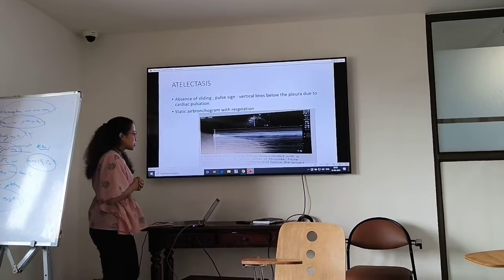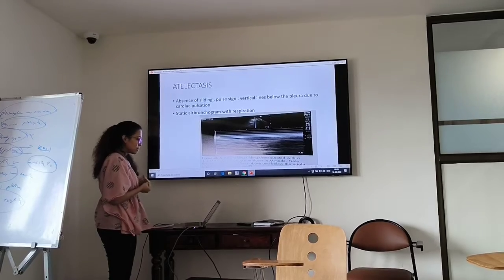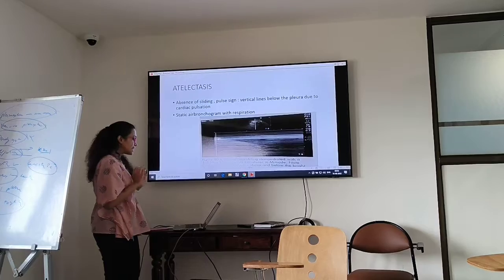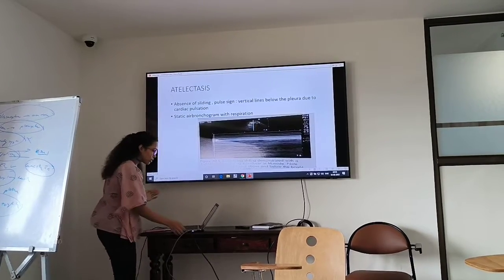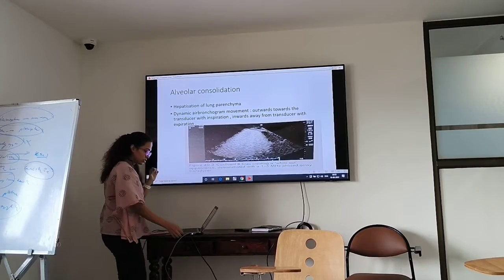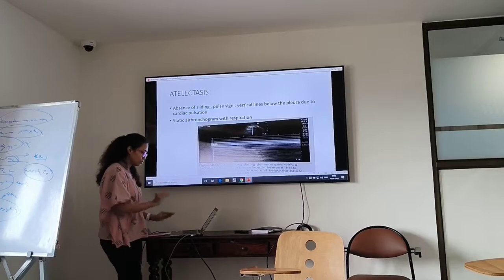Then atelectasis. So in atelectasis what happens? There is absence of sliding and presence of lung pulse, so vertical lines below the pleura due to cardiac pulsation, and a static air bronchogram with respiration. So in consolidation, the air bronchogram moves along with respiration. But in atelectasis, it is static. With respiration, it doesn't move.